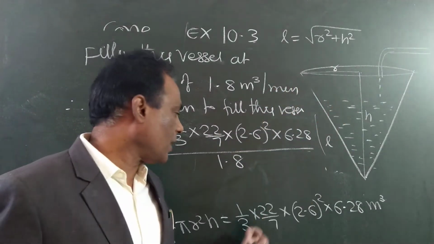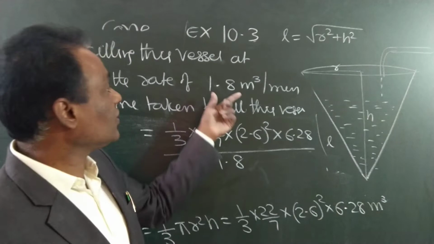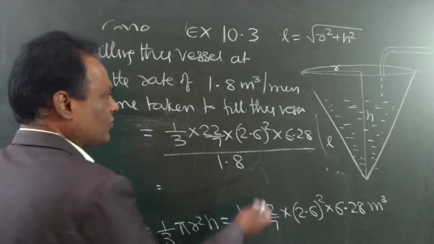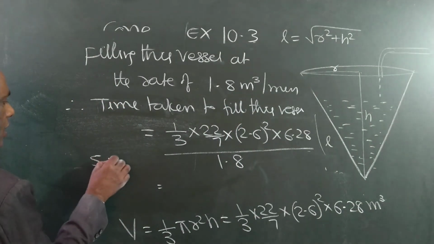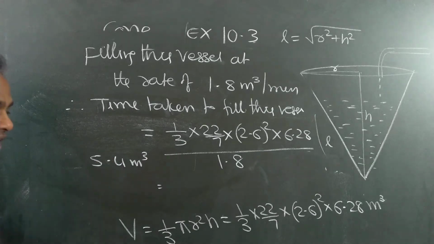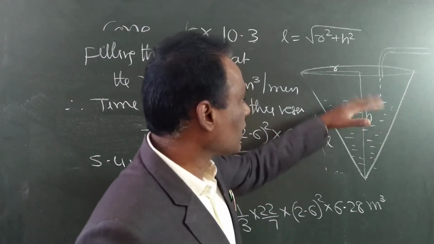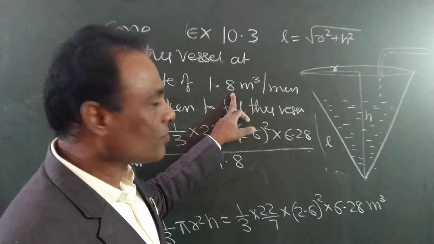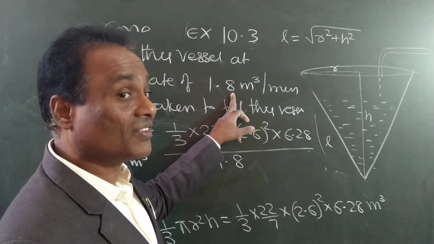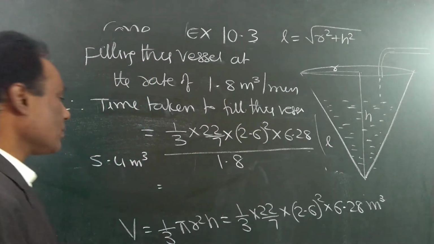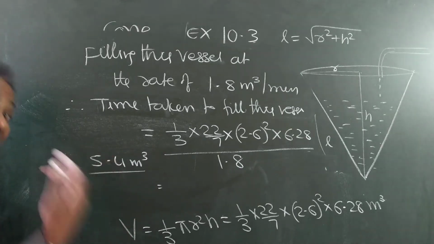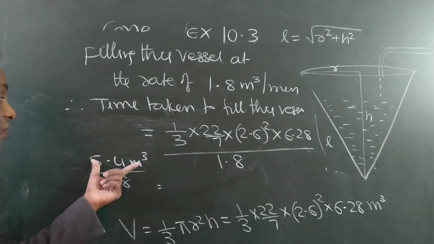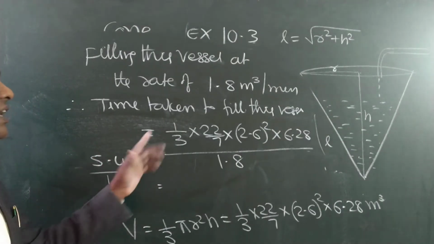So total water is 1 by 3 pi r square h, but per 1 minute this much water we are keeping. So 2 minutes, 3 minutes, like that. I will explain in a simple way. Suppose we have 5.4 meter cube of water. To keep this much water in the vessel, how many minutes will it take? 1 minute, 1.8. 2 minutes, 1.8 into 2, 3.6. 3 minutes, 1.8 into 3, 5.4. That means it will take 3 minutes. So 5.4 by 1.8. That means we have to divide the total amount of water by the per minute water. So we will get the time like that.